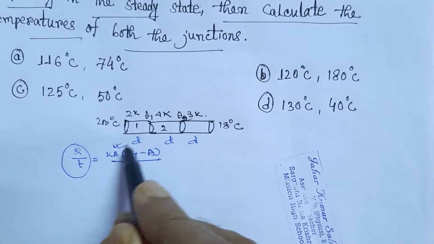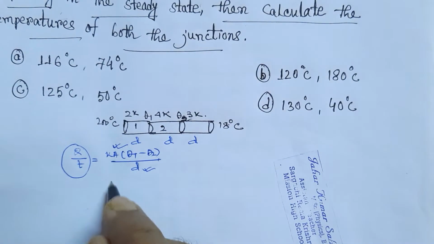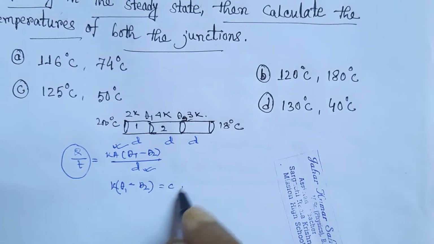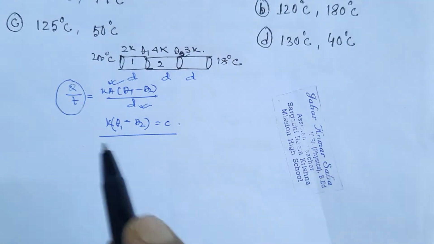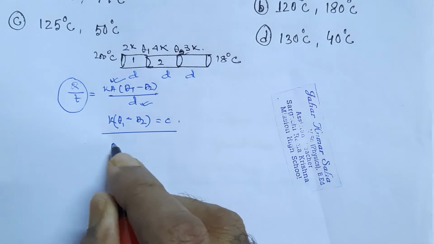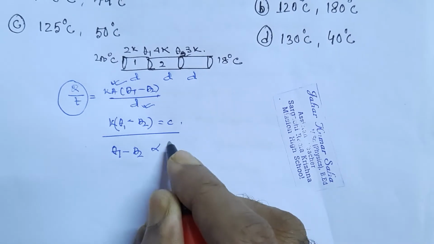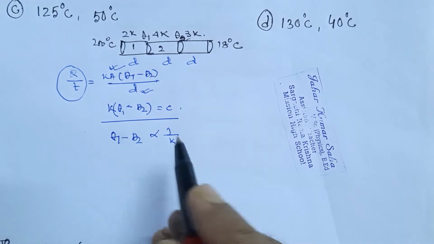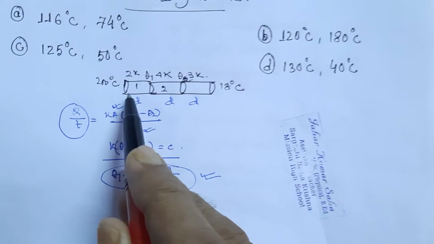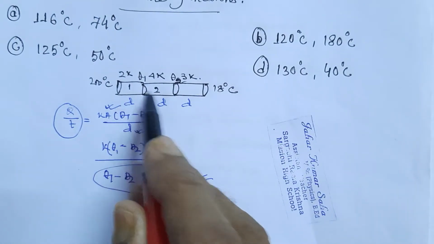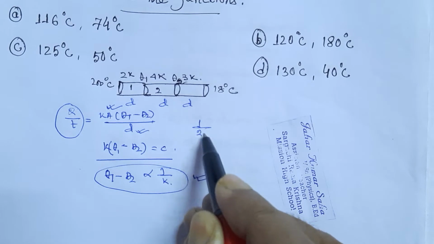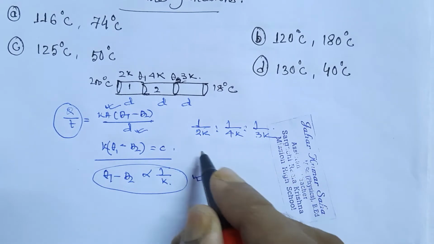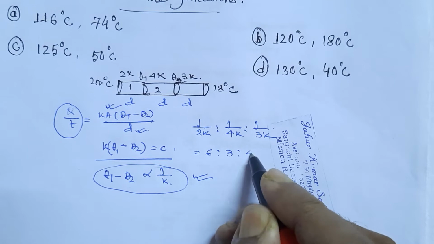Here, cross-sectional area A and length d are also constant. Then K into Δθ, that is K into (θ1 minus θ2), equals a constant. That is, we find that θ1 minus θ2 is proportional to 1 by K. So the temperature differences are reciprocal to the respective thermal conductivities. So the temperature difference ratio of the first, second and third rods is 1 by 2k is to 1 by 4k is to 1 by 3k. That is 6 is to 3 is to 4.